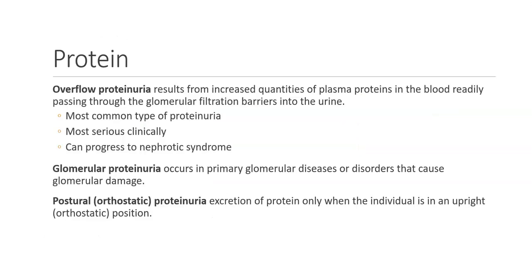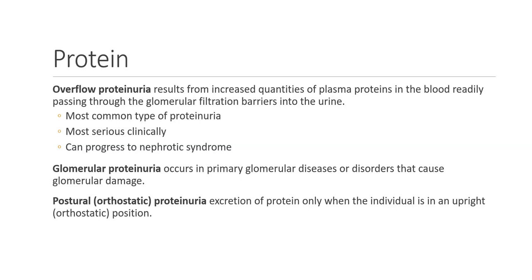There are many conditions that can cause excess protein to be present in the urine. What I want you to know is the name of the condition and just a brief description of what it is. Overflow proteinuria results from increased quantities of plasma proteins in the blood readily passing through the glomerular filtration barriers into the urine. This should not happen. We always reabsorb the protein from our urine. This is the most common type of proteinuria. It's the most serious clinically, and this can progress to a nephrotic syndrome, which will then result in renal failure.